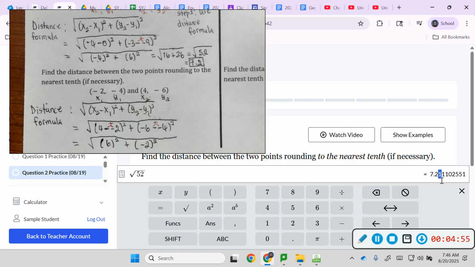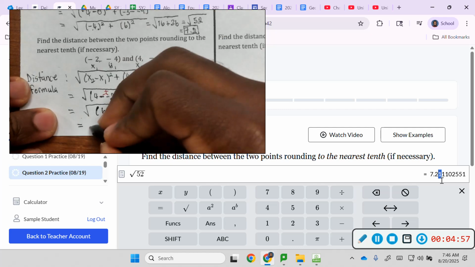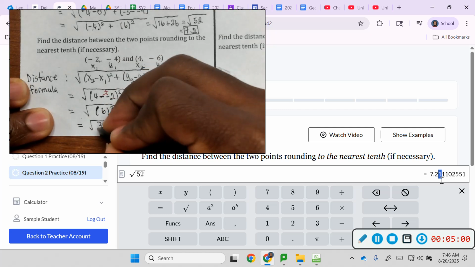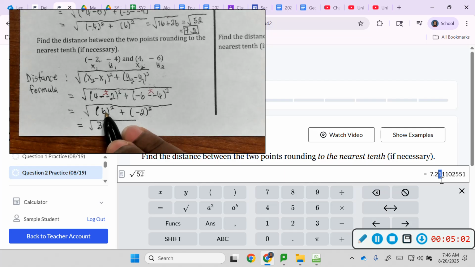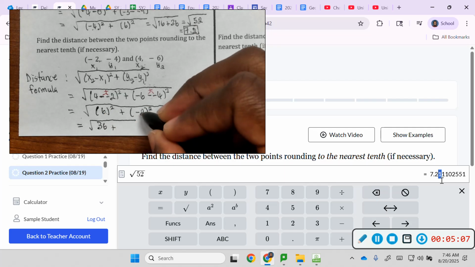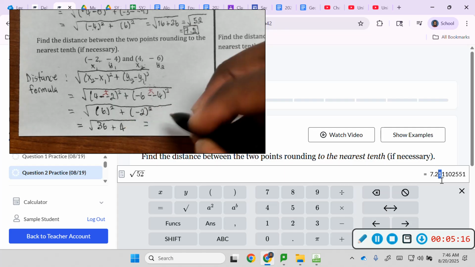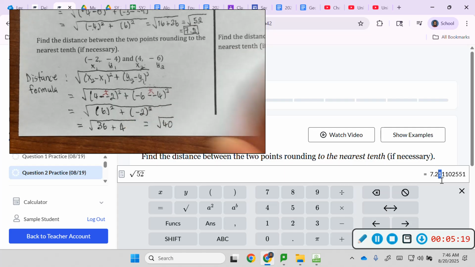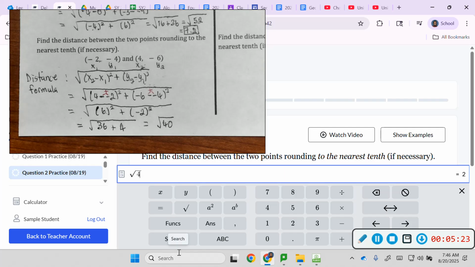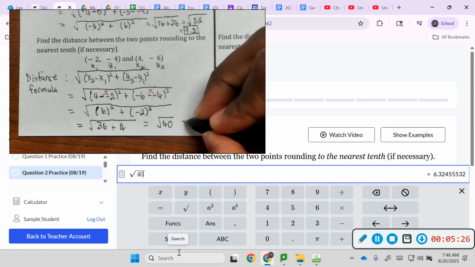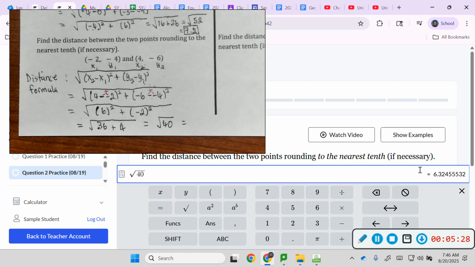Now we're going to have the square root of 6 squared, which is 36 because it's 6 times 6, not 6 times 2. And negative 2 squared will be negative 2 multiplied by negative 2, not negative 2 multiplied by positive 2, so it's positive 4. 36 plus 4 is 40. So we have the square root of 40. I use my calculator and type in 40. So I got 6.32. Again, you're rounding to the nearest tenth.